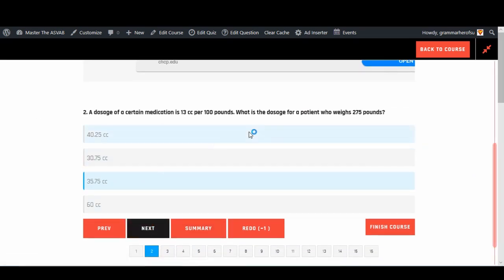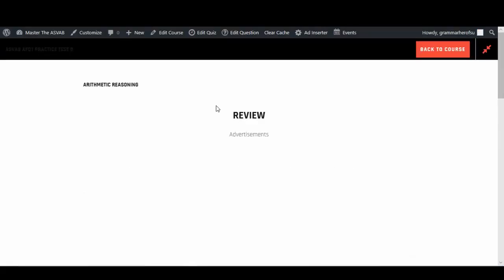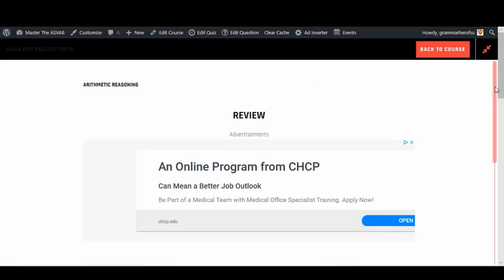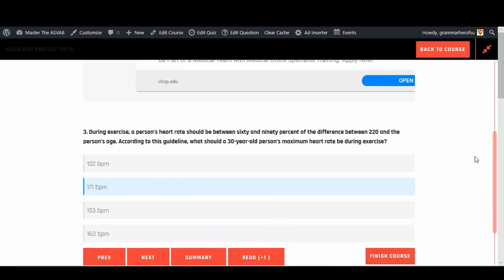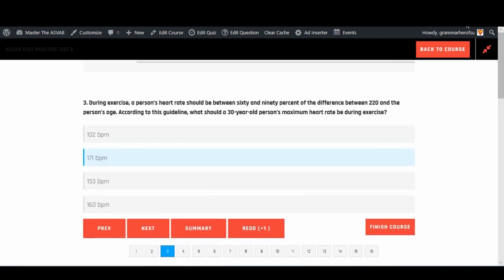And again, I have a new computer setup, so I'm still working on getting used to my new writing pad, so just bear with me. I'll eventually get my handwriting better.